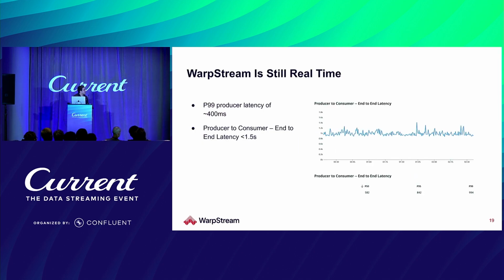And so I talked about latency a bunch. What do I mean by that? WarpStream is still very much real time. Expect P99 producer to consumer latency to be around 1 second, maybe a little less. And then the P99 producer latency is usually about 400 milliseconds, maybe 500 milliseconds with the default configuration.